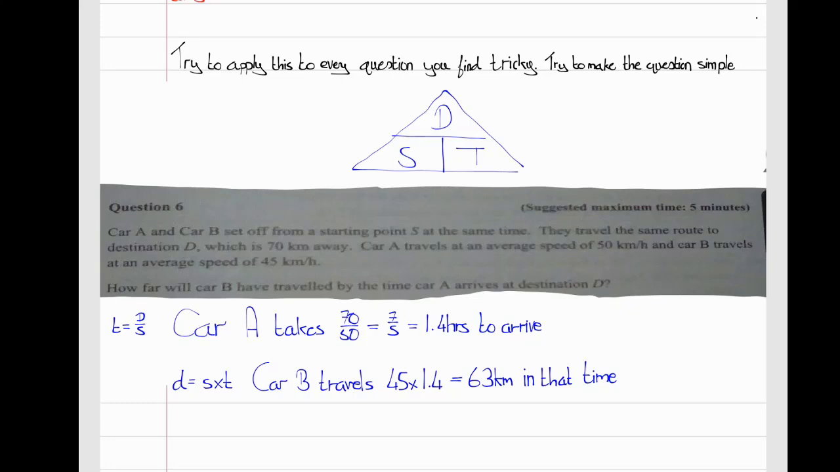Car A and car B set off from a starting point. They travel the same route, 70 kilometers. Car A travels at an average speed of 50, and car B travels at an average speed of 45. How far will car B have travelled by the time car A has arrived?